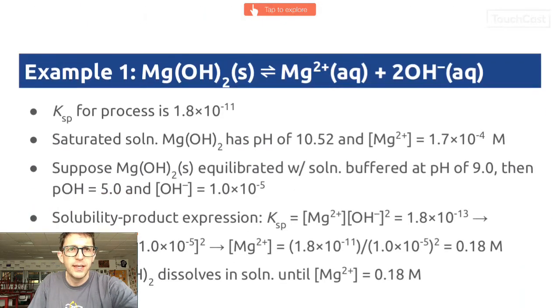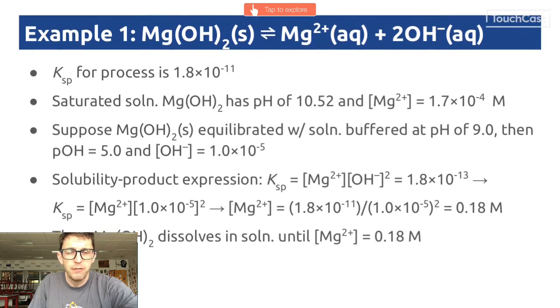So here is the first example that I have for you, magnesium hydroxide. Magnesium hydroxide dissolving has a solubility product constant of 1.8 times 10 to the negative 11th. And in a saturated solution, magnesium hydroxide will have a pH of 10.52. So this is going to be a basic solution. And we can do some calculations and figure out the concentration of magnesium ions, and we'll get like 1.7 times 10 to the negative 4 moles per liter, the capital M again being molarity, right?